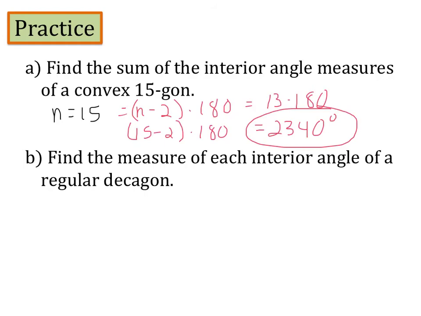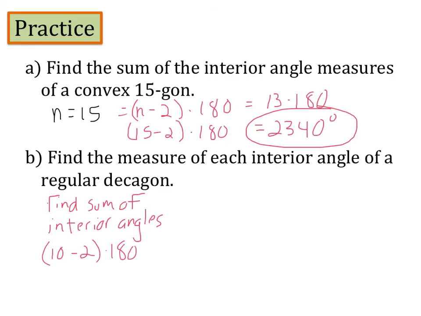For part B, I want to find the measure of each interior angle of a regular decagon. So first, let's find all of the interior angles. A decagon means 10 sides. We want to subtract 2 from that and multiply it by 180. So if we multiply 8 times 180, we get 1,440 degrees.